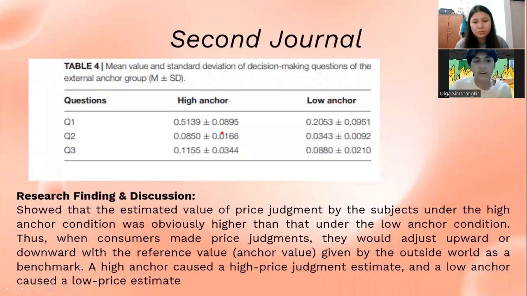So here are the research findings and discussion. The results show that the estimated value of the price judgment by the subjects under the high anchor condition was obviously higher than that under the low anchor condition. Thus, when consumers make a price judgment, they will adjust upward and downward with a reference value or anchor value given by the outside world as a benchmark. A high anchor causes a high price judgment estimate, and a low anchor causes a low price estimate.